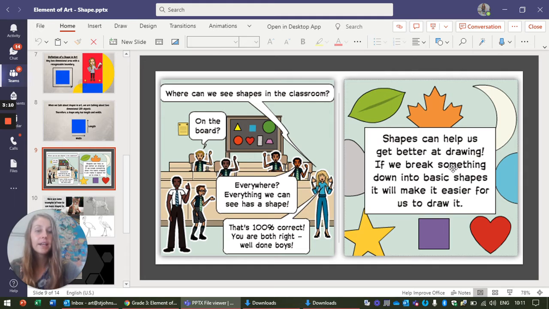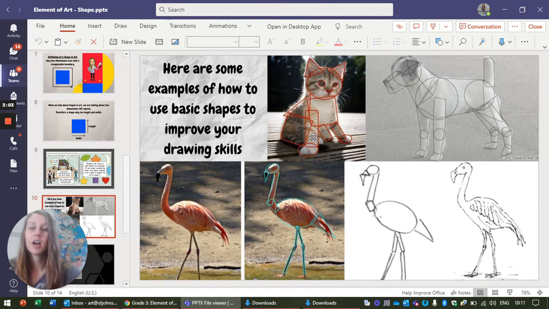Shapes can help us get better at drawing. If we break something down into basic shapes, it will make it easier for us to draw. Here are some examples of how to use basic shapes to improve your drawing skills. Okay boys, you can see this flamingo over here on the far left, and the person has drawn basic shapes over the flamingo just to get an idea of what the shapes of the flamingo are. Then they've done the shapes, and then they've rubbed out all the boundaries between the shapes, and they have drawn a flamingo. So we are not doing this today, but it's good for us to know.